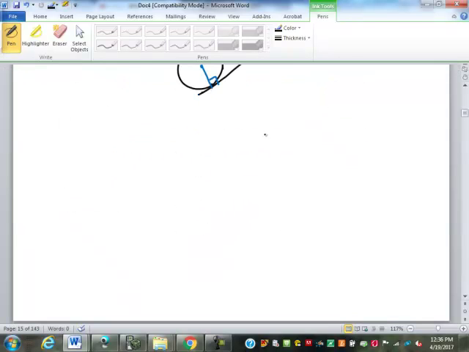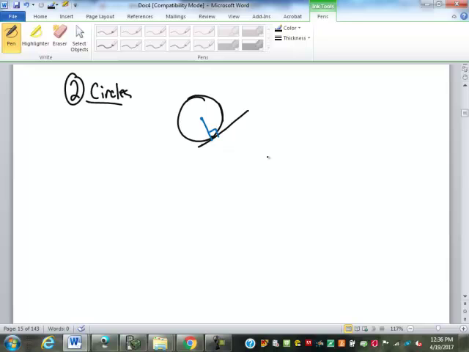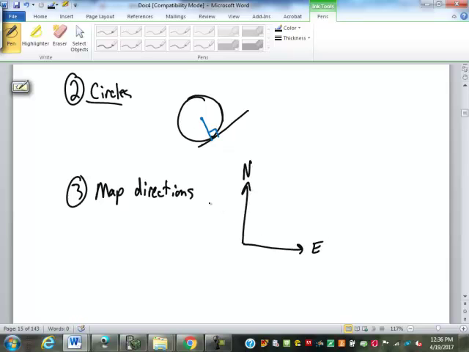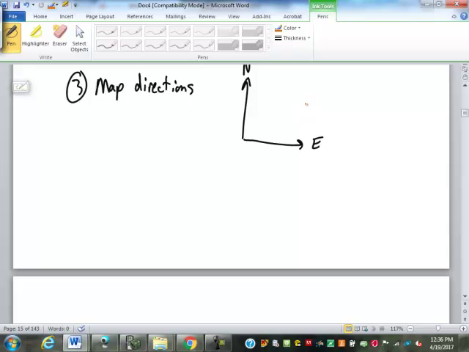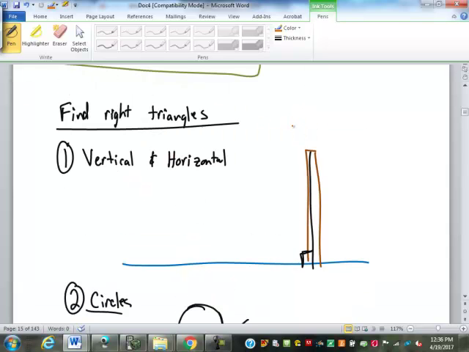And of course, a third source is just map directions. Map directions or compass directions, however you want to put it. Obviously, east is going to form a right angle with north, and so on. Vertical and horizontal.